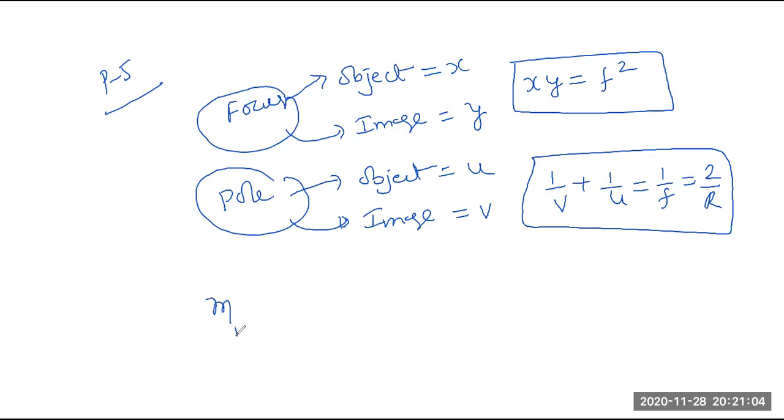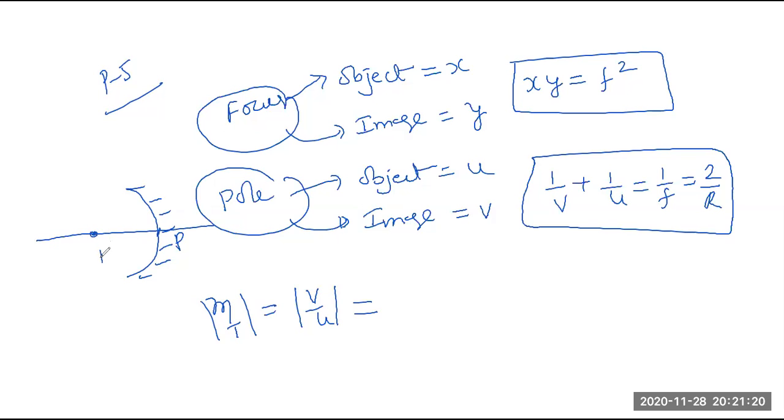Let us talk about the magnitude of transverse magnification, which is decided by v by u. So in this problem, we need to measure from the focus instead of the pole. This is the pole and this is the focus. This is f. There is the object distance and there is the image distance. So the object distance is x and the image distance is y. When I measure from the pole, this will become f plus y divided by f plus x.